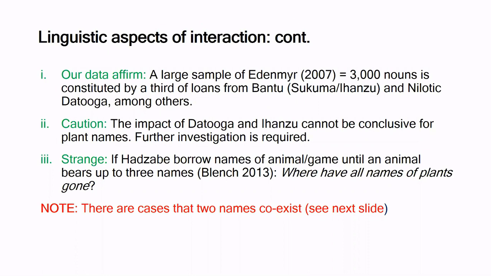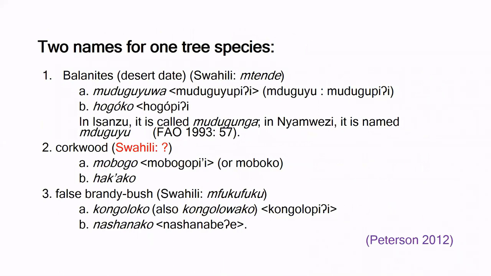And I could not find so many nouns with two names, except a few. And Muduguyu, Muduguyuwa, Muduguyu Pi'i, which appears to be a loan from Bantu. And we have Hogoko, Hogoko Pi'i, which, as far as Peterson is concerned, it appears that is the same plant species, Balanite. And again, Mobogo. And the other one, Kongoloko, Kongoloako. And Peterson is showing that Nashanako and Nashanabe is another name for the same.